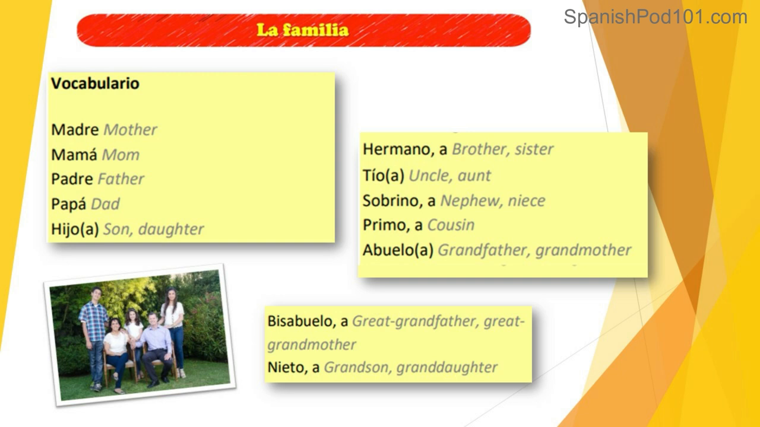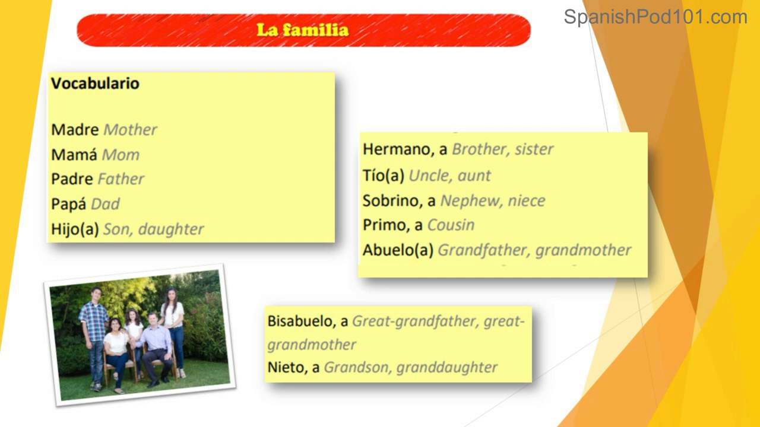Hijo, hija. Remember, in Spanish the H is silent, so as you can see in hijo and hija, we don't pronounce the H here. It's not hijo or hija, it's just hijo, hija. Hermano, hermana. Tío, tía. Sobrino, sobrina. Primo, prima.